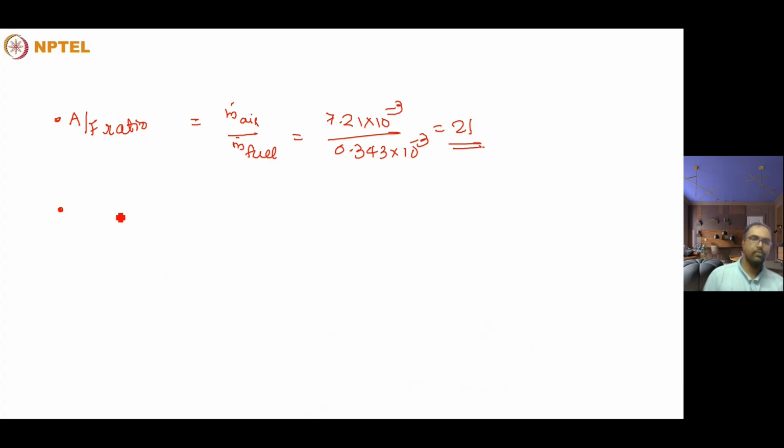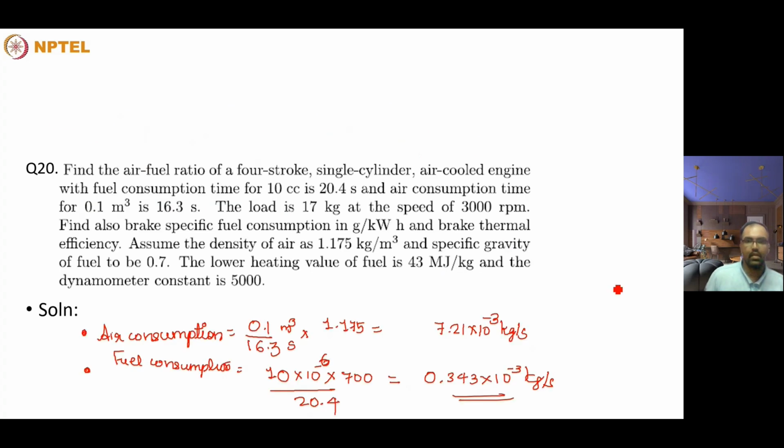And the power output P can be given by the formula. In this particular problem, the dynamometer constant is given as 5,000 and the load is 17.